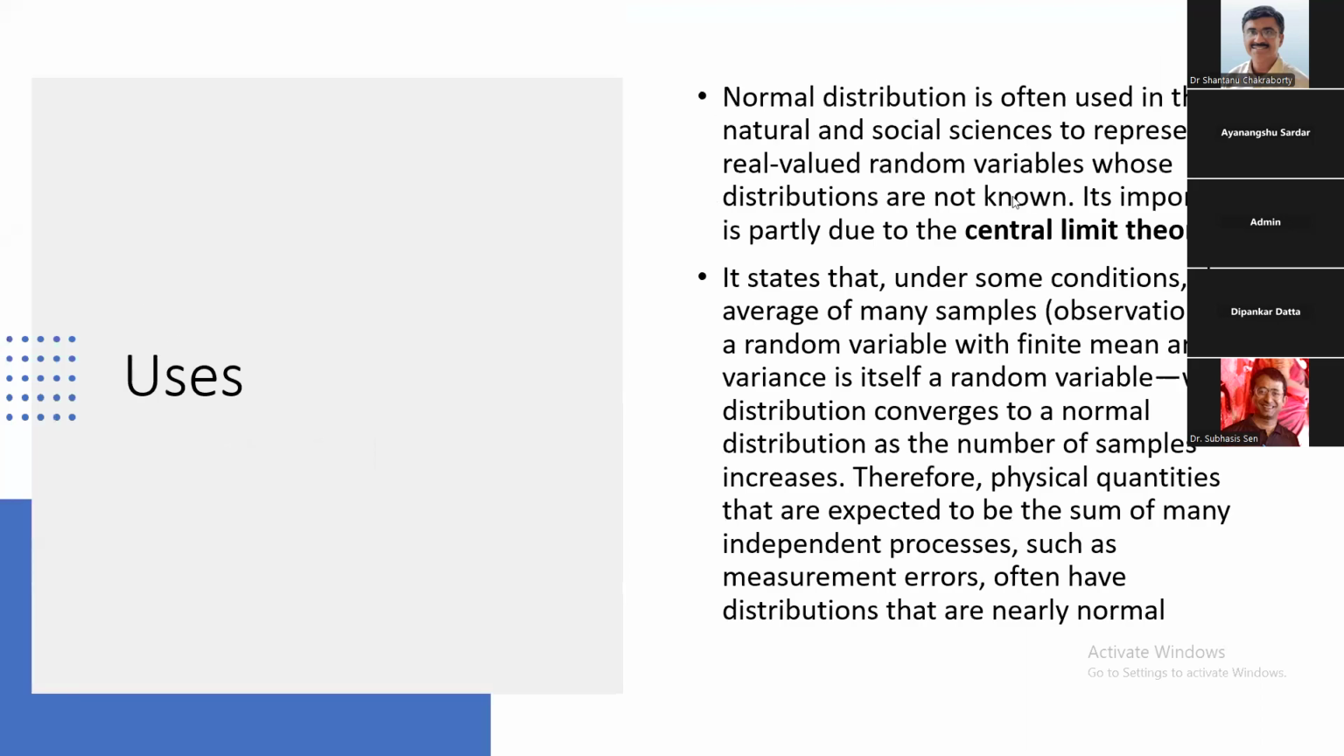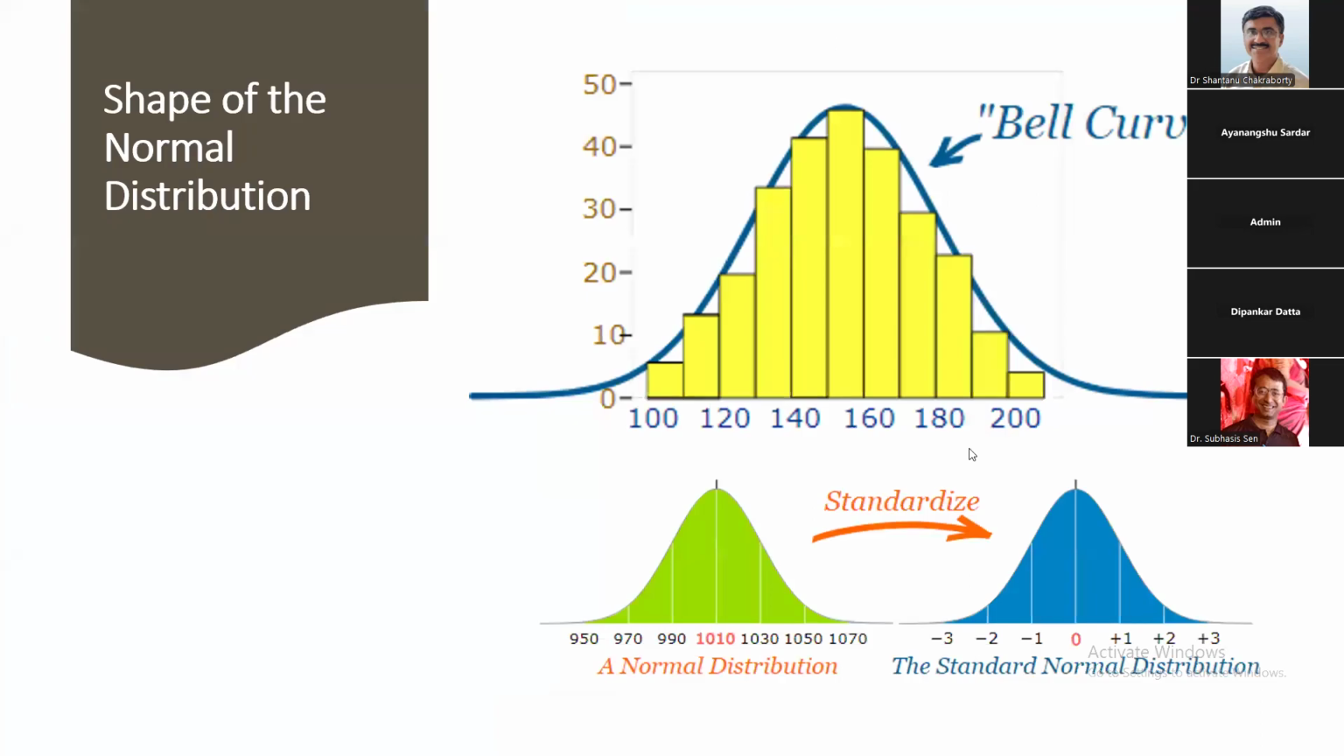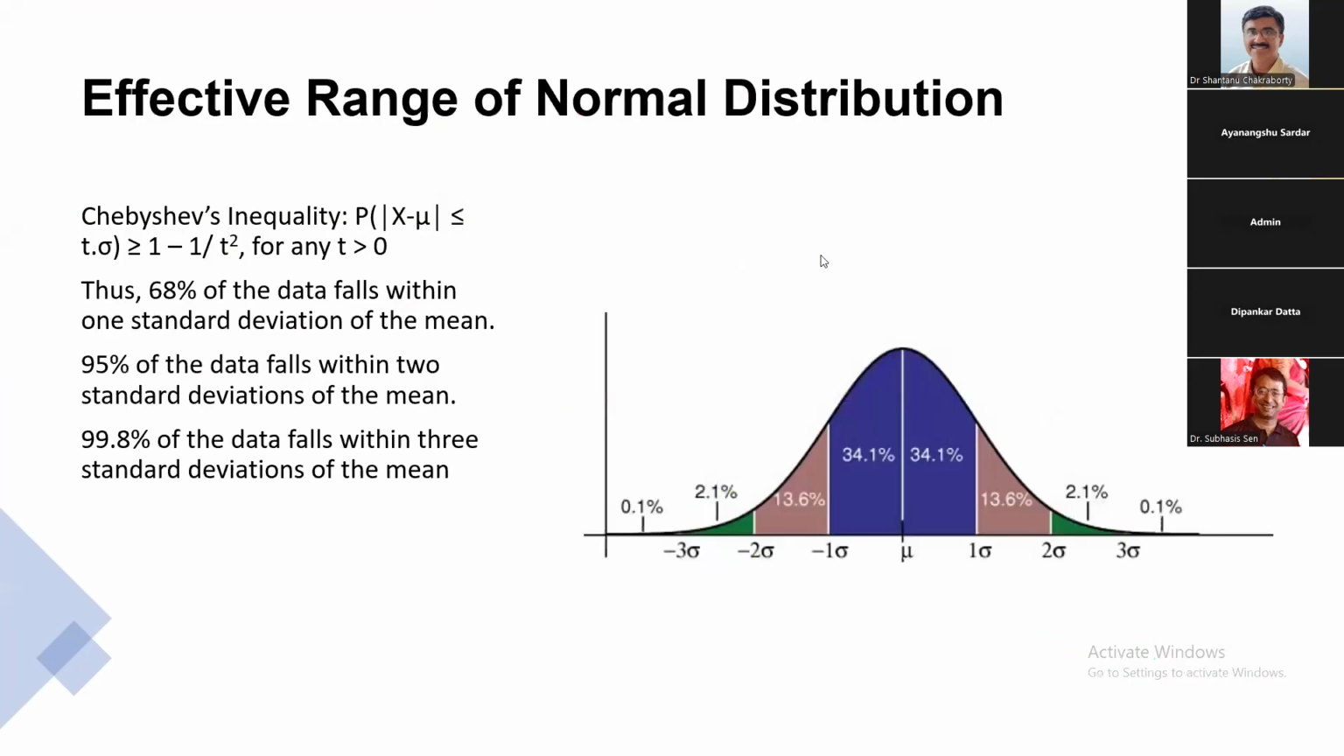And then there are different applications, mainly the central limit theorem. And this is the shape of the normal distribution. It is the bell-shaped distribution. Okay. And that is the effective range of the normal distribution.